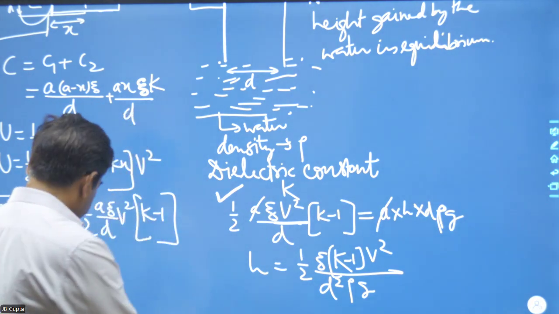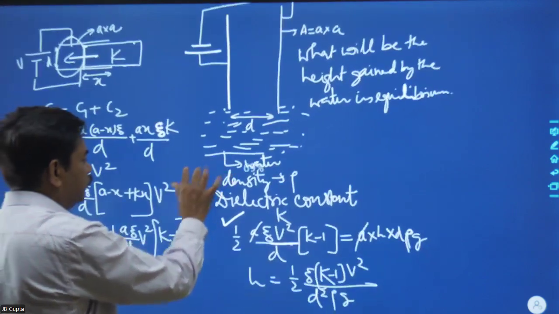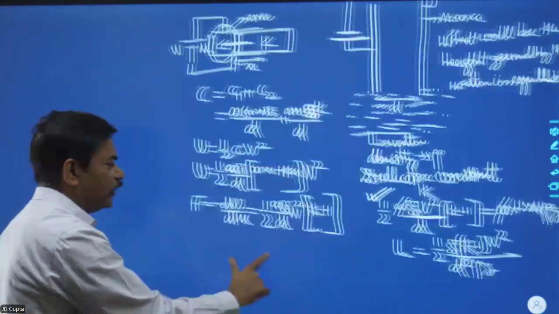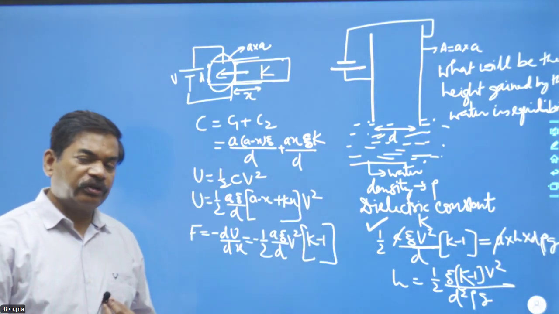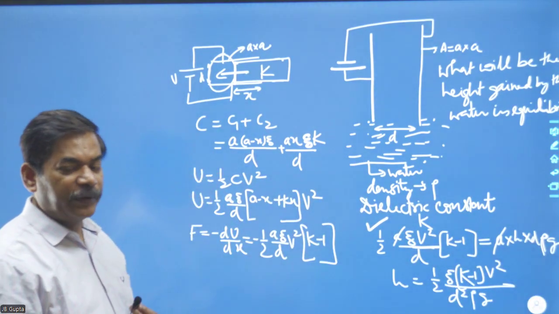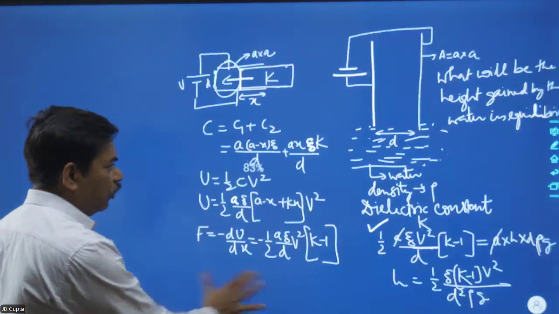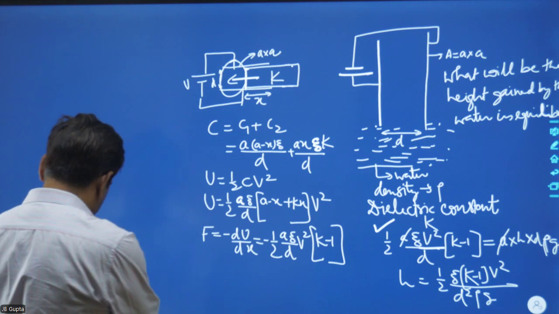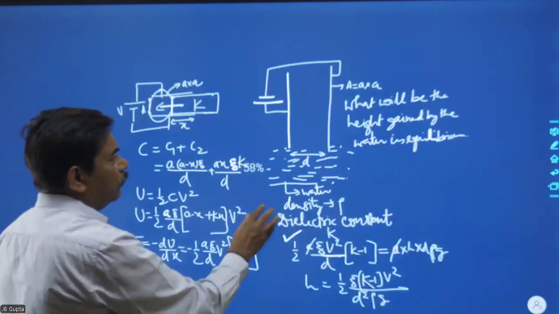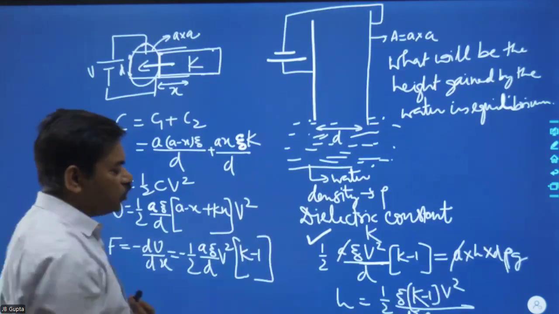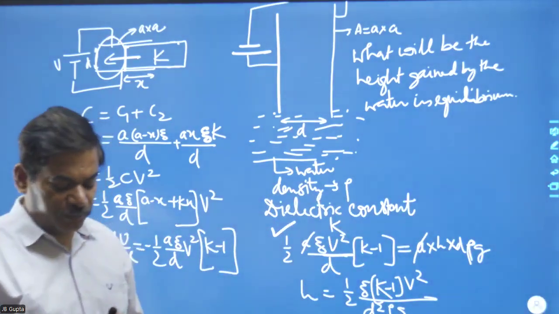So students, that's all for today. I think you know very well how to calculate the attractive force. Here, because it was to be calculated in equilibrium, what extra you had to do was that the weight of the water column was to be balanced by the attractive force. So I hope you understood.